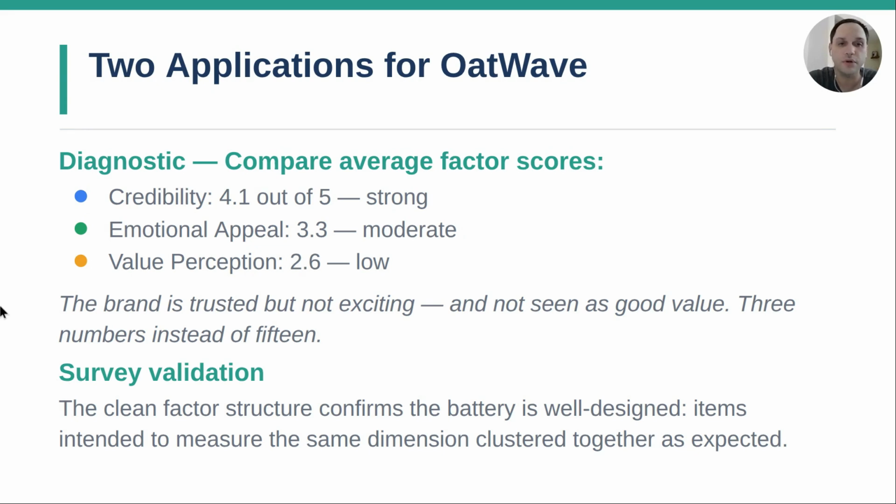In 3 numbers instead of 15 items, the strategic picture is clear. The brand is trusted but not exciting, and its pricing isn't landing well. That's a focused, actionable readout. And as a bonus, the clean factor structure validates the battery design. The items the team intended to measure the same dimension did, in fact, cluster together.